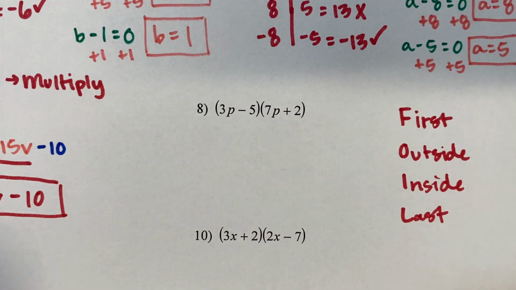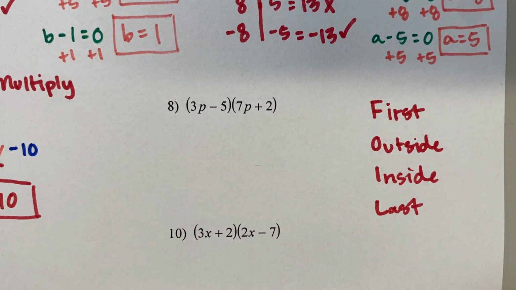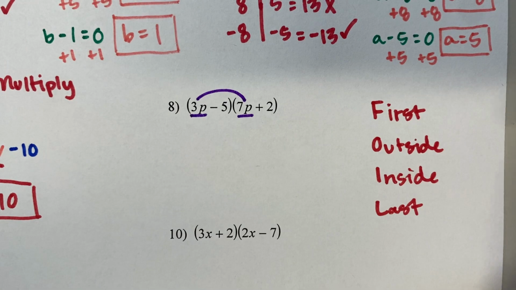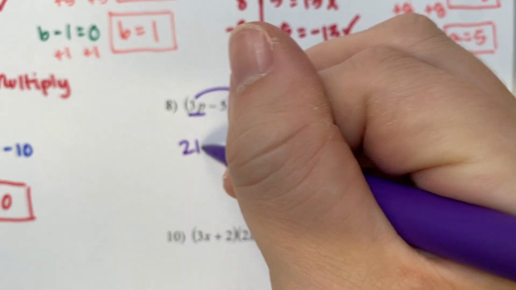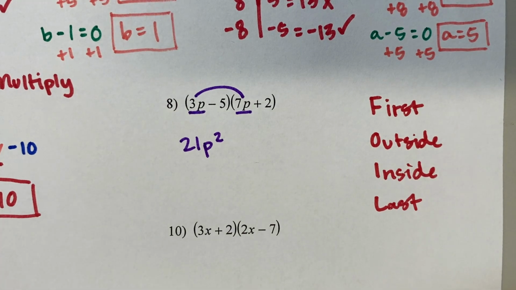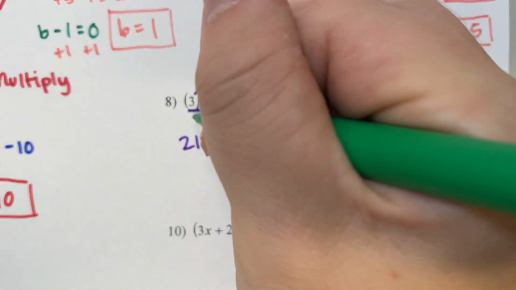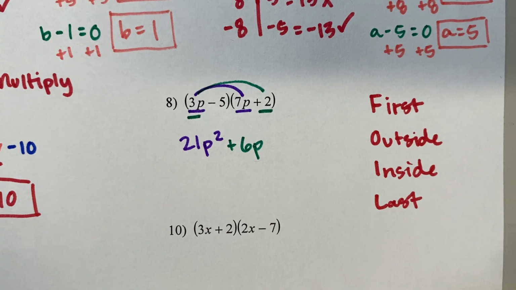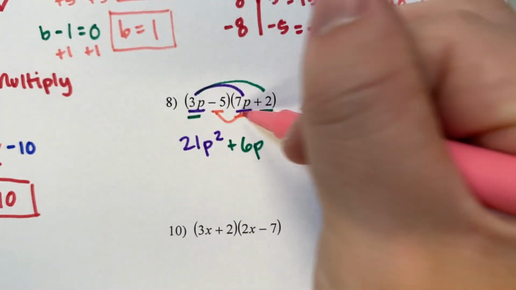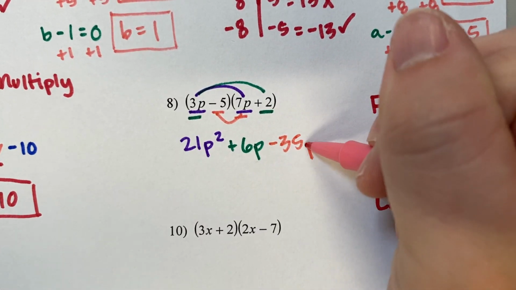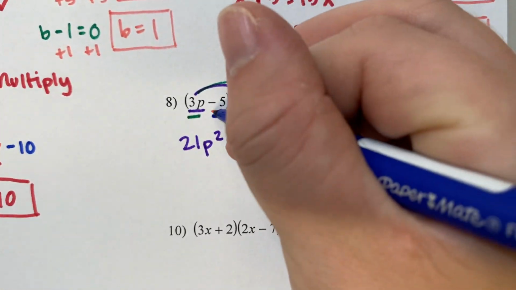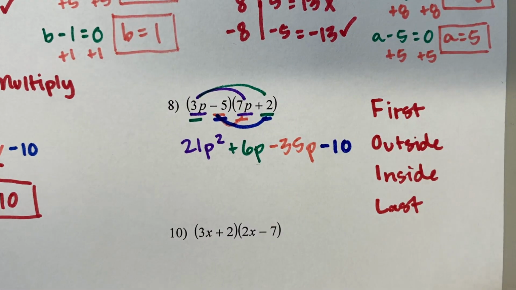Okay, so let's try that again. F in FOIL, my first terms, 3p times 7p. 3 times 7, 21p squared. Then I have my O for my outside terms, 3p times 2, positive 6p. I for my inside terms, negative 5 times 7p, negative 35p. And L for my last terms, negative 5 times positive 2, negative 10.